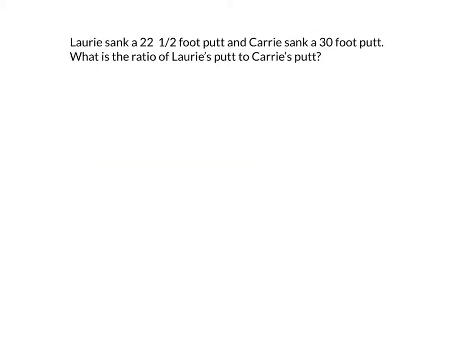Sometimes the ratios that you are asked for cannot immediately be put into simplest fraction form. Lori sank a 22.5-foot putt and Carrie sank a 30-foot putt. What is the ratio of Lori's putt to Carrie's putt? If I was going to write this, I would have to be writing 22.5 to 30. So I'm going to write it as a fraction, 22.5 over 30.